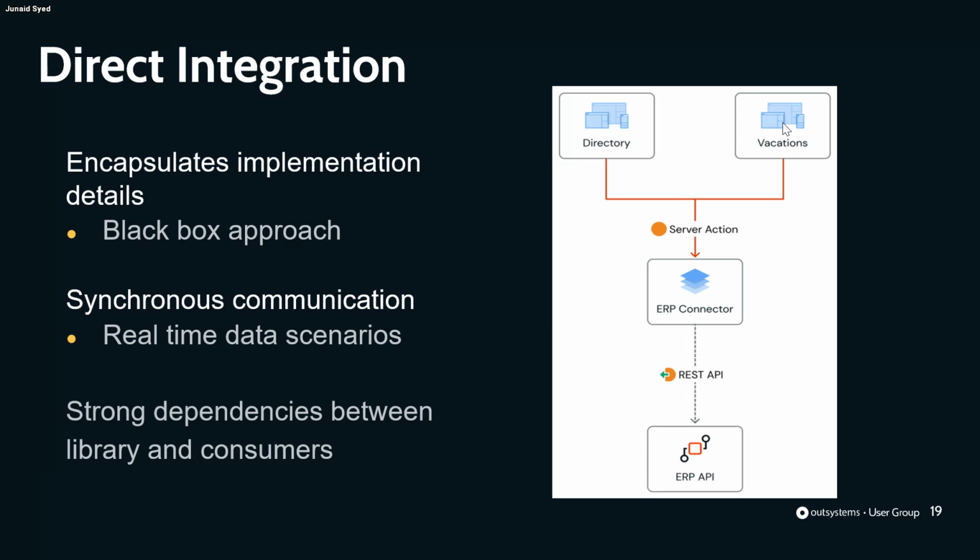Now, like I mentioned, the communication is happening between the directory application or vacation application and the ERP connector library, right? The communication is happening through a server action. So obviously, when we have a server action connecting any two applications, any two libraries, or any application and library, the dependency created through a server action is called a strong dependency, right?